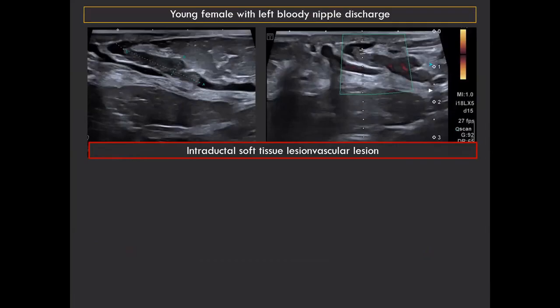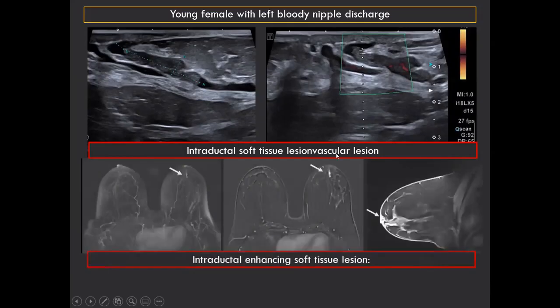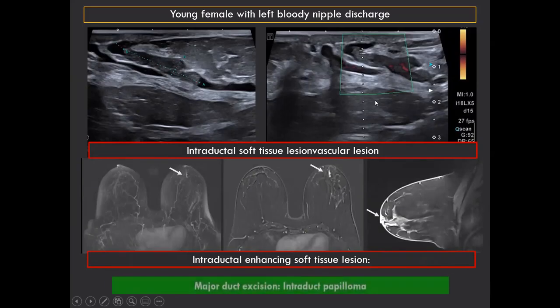This is another young female coming with left bloody nipple discharge, and it is evident that there was an intraductal soft tissue lesion that was vascular. This was the MRI of the same patient, and actually it added nothing because it showed us the same distribution and the same lesion which we already saw on the 2D ultrasound.